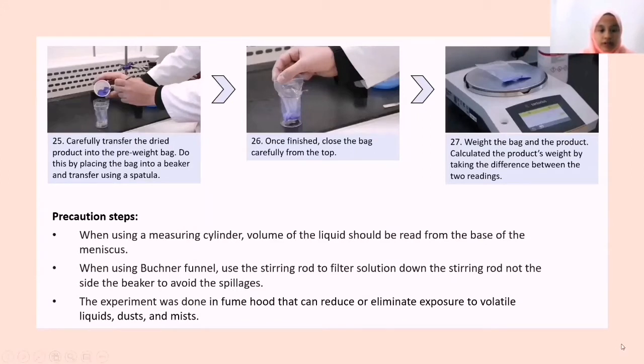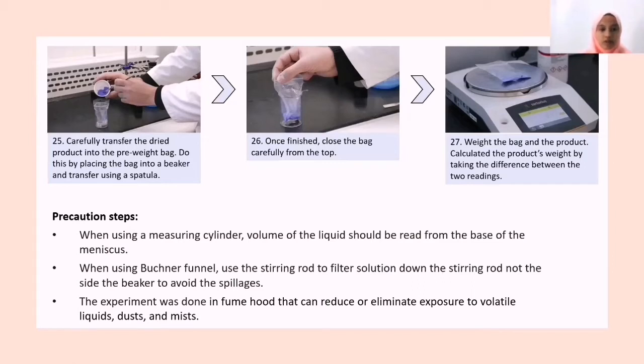Once the dried product is dry, carefully transfer it into the pre-weighed bag. Make sure to do this by placing the bag into the beaker and transferring the dried product using a spatula. Once we have finished transferring the dried product, close the bag securely from the top. The last step is to weigh the bag as well as the product, and we must calculate the product's weight by taking the difference between the two readings.